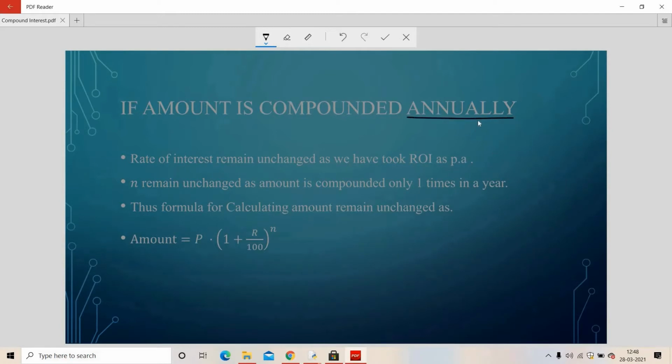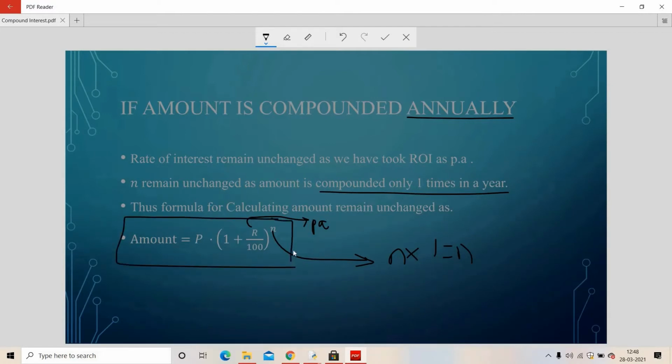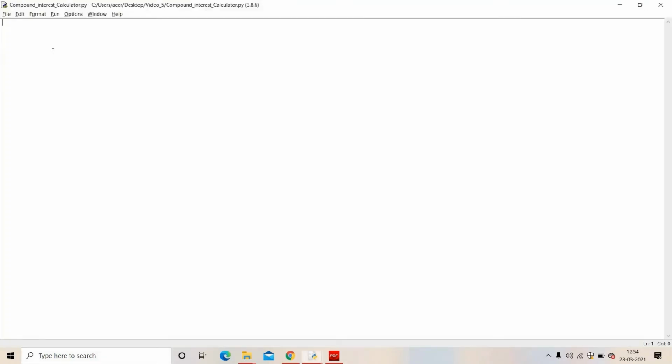To calculate compound interest on an annual basis. On an annual basis, compound interest is compounded only 1 time. So n is multiplied by 1, and 1 into n is n. And the rate of interest we have is r per annum. So our formula to calculate amount on an annual basis remains unchanged.